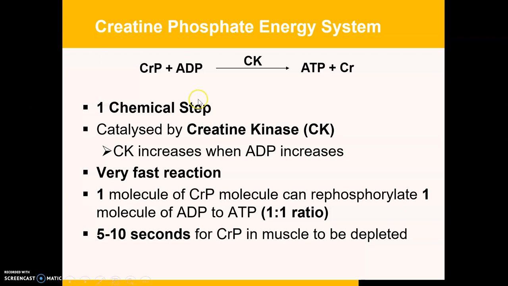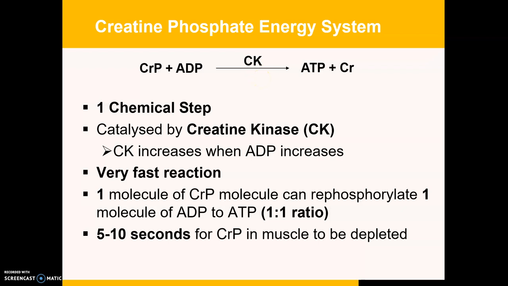When we look at the creatine phosphate energy system, the creatine phosphate is broken down, releasing energy and also inorganic phosphate, which is then used to phosphorylate ADP to ATP. This is a very rapid, what we call a one-step chemical reaction, catalyzed by the enzyme we know as creatine kinase.